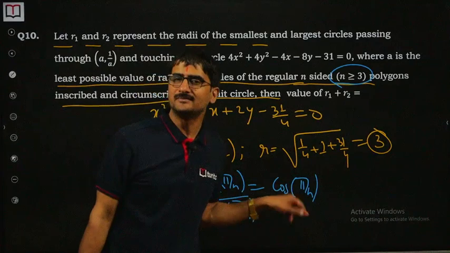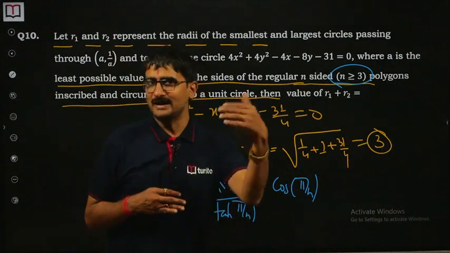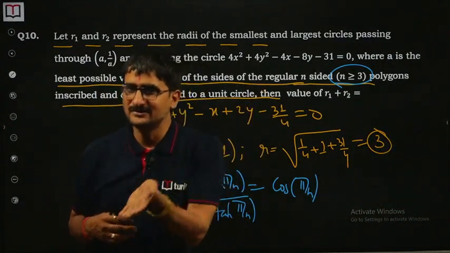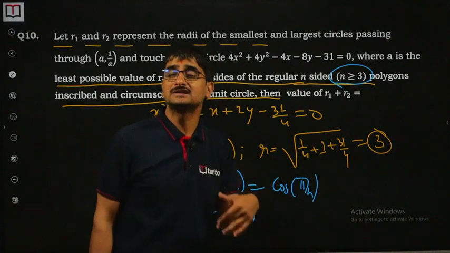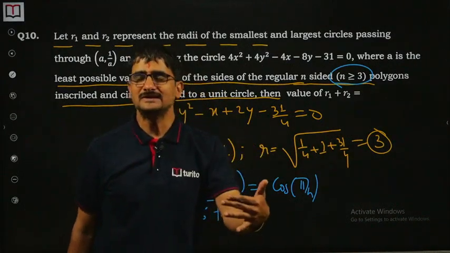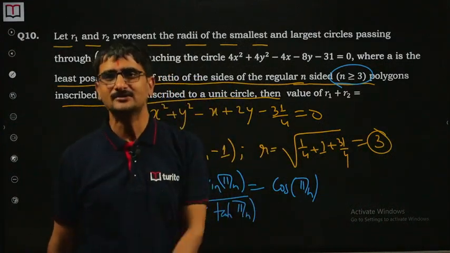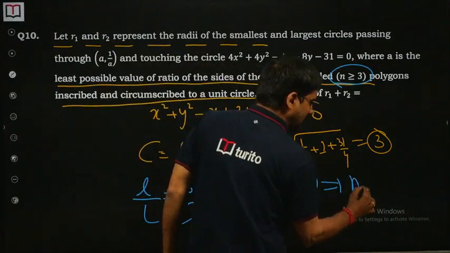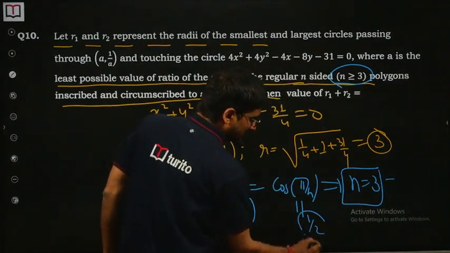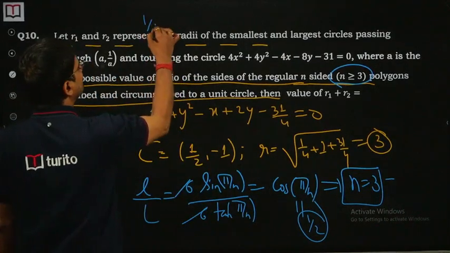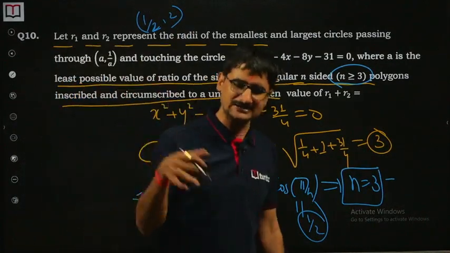Cos is a decreasing function from 0 to pi by 2, or an increasing function in the reverse order. So as you go on decreasing the value of the angle here, or increasing the value of n, the cos value will increase. As you take n to infinity, it will be cos 0, which is 1, the maximum possible value. So for the least possible value, n has to be 3. In that case, this ratio is nothing but half. So the point is half comma 2, and then you can check whether it's inside or outside the circle. It has to be inside the circle.